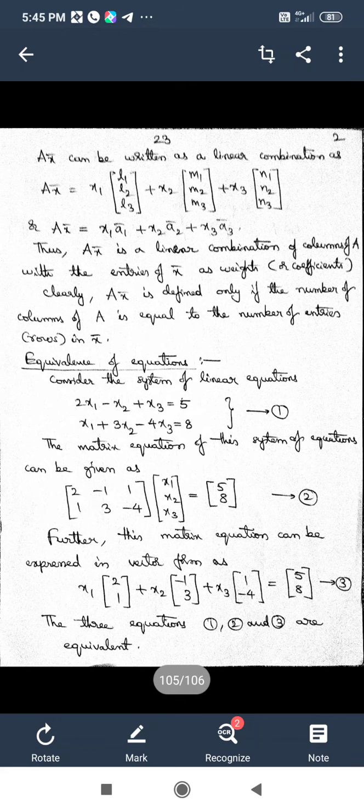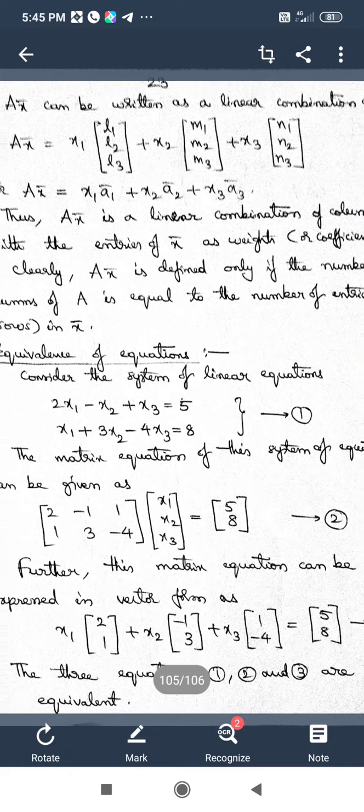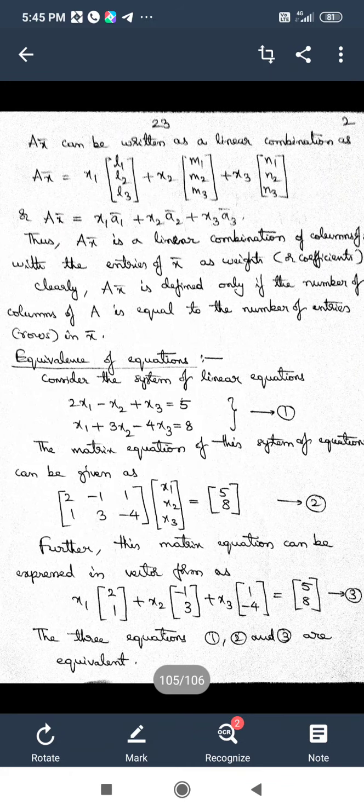So now we have seen two forms of representing equations and the variables present in them. Now let us move on to the third form, that is the vector form, or linear combination form. Let us see how it is done. Further, this matrix equation can be expressed in vector form as x1 times the column vector 2 1, plus x2 times minus 1 3, plus x3 times 1 minus 4, and that is equal to the column vector 5, 8 on the right hand side.